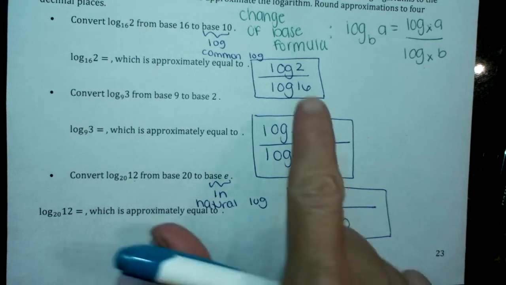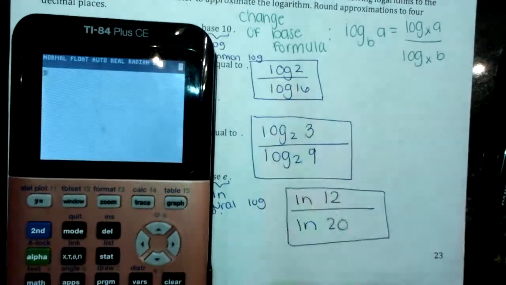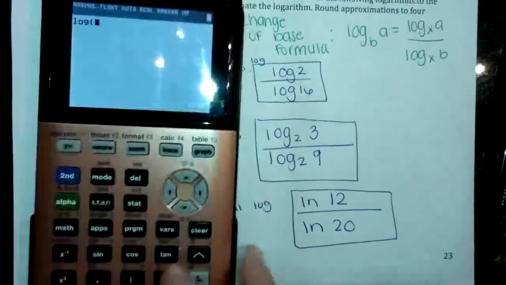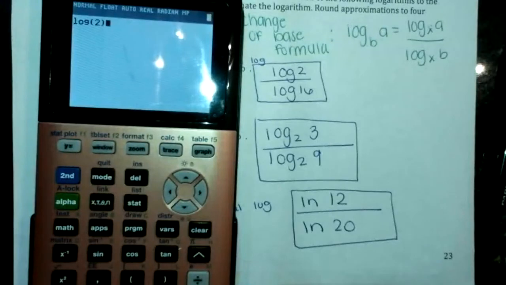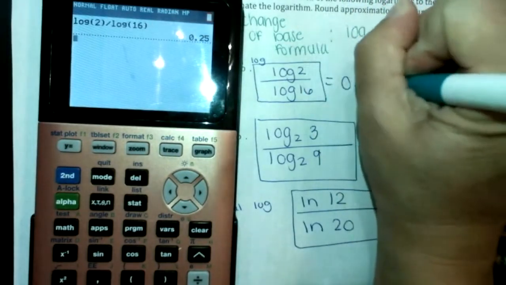All right, so I'm going to show you something. Let's go through log in our calculator. So this is common log. Using my common log button right here, common log of 2, closing my parentheses, that's all we're taking the common log of, divided by the common log of 16 equals 0.25.